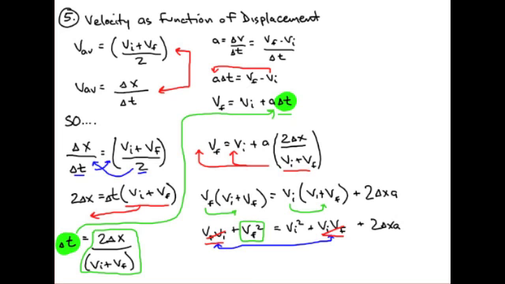Which leaves us with a relatively simplified equation. A final answer, our equation solving for Vf, is going to be Vf squared is equal to Vi squared plus, I'm going to rearrange this a little bit, I'm going to put the a before the delta x, but it doesn't really matter. It's all multiplied together. Plus 2a times delta x. That's our final equation 5, velocity as a function of displacement.